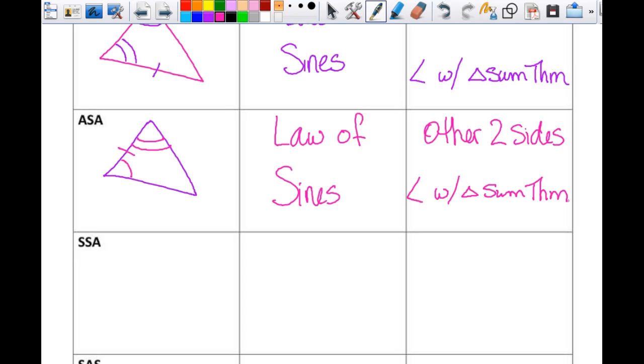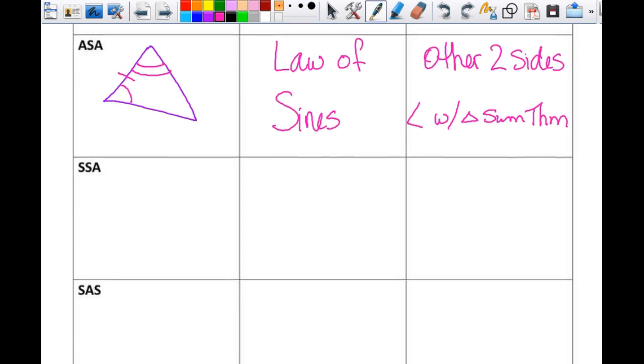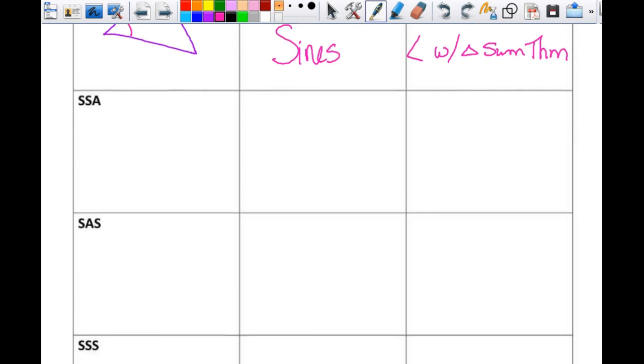All right, what about SSA? Is that law of sines or law of cosines? It's still the law of sines, and it has another name that goes with it. It's the what case? Ambiguous. This is the ambiguous case, and law of sines is the only one that's going to give you the possibility of more than one triangle.